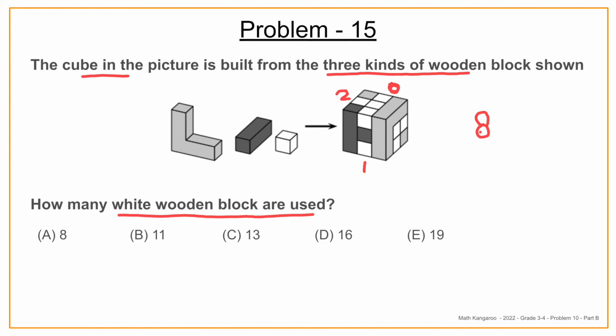So we count a total of 8 plus 2, 10, 10 plus 1, 11. So we will have 11 white blocks, which is option B for us. So there are 11 white wooden blocks used in this cube.